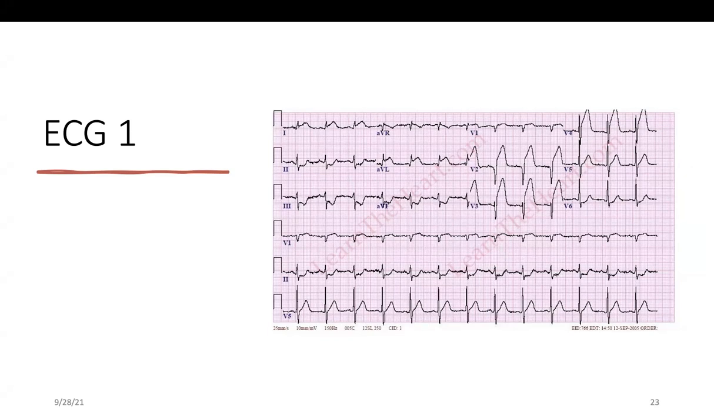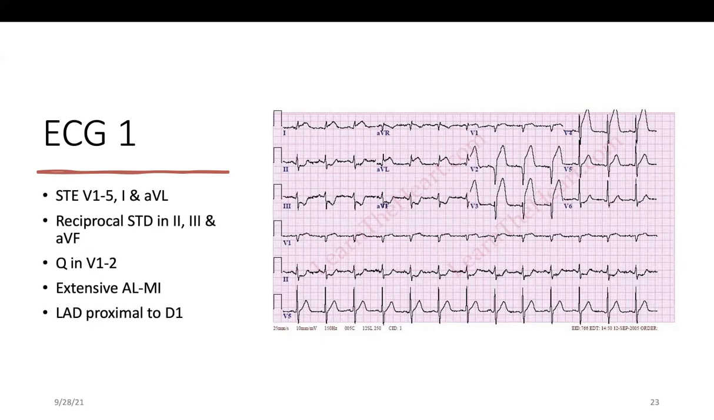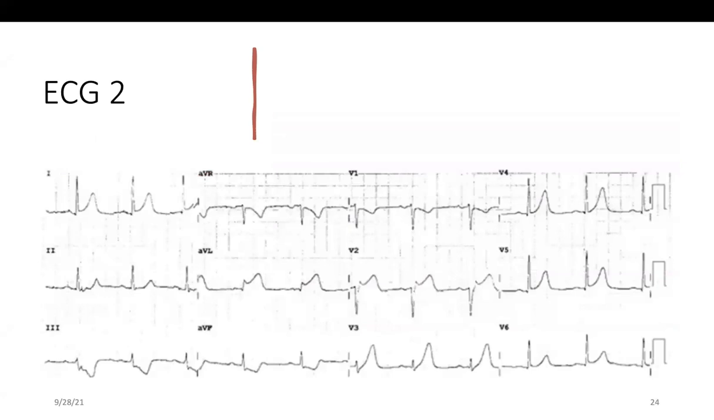Usually, you don't see a Q wave in these leads. So this is, as you said, an extensive anterolateral MI. It indicates what? Proximal to D1 LAD occlusion. Okay, ECG 2.